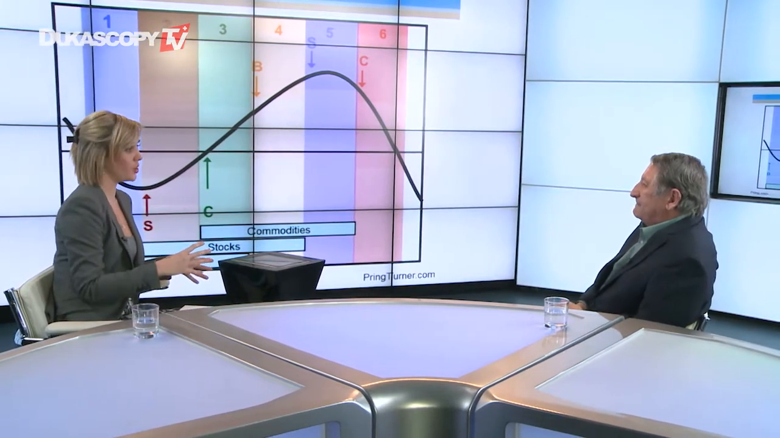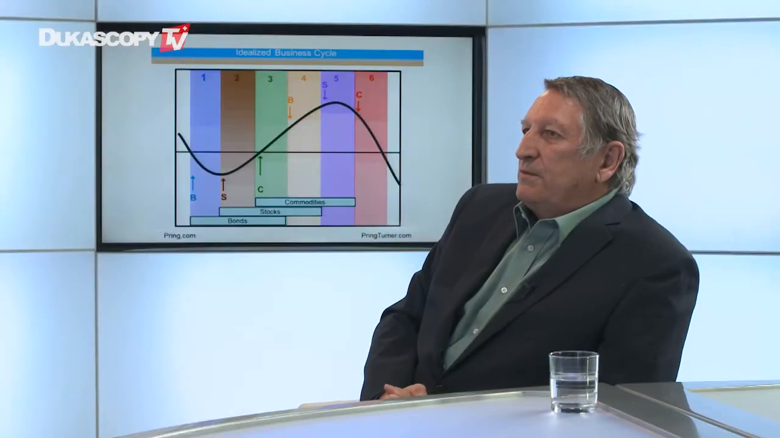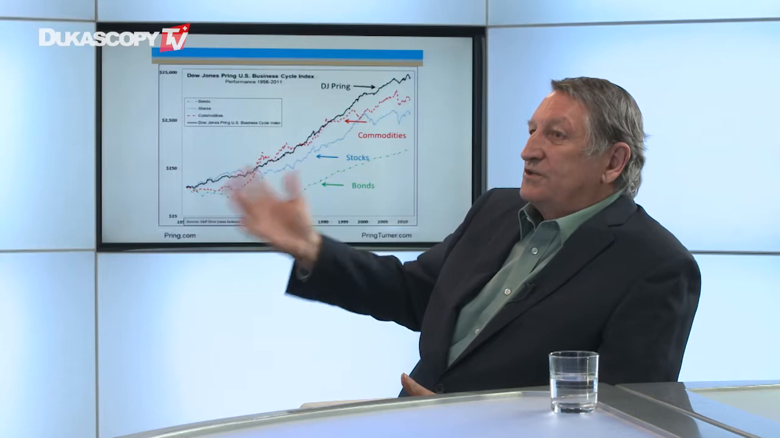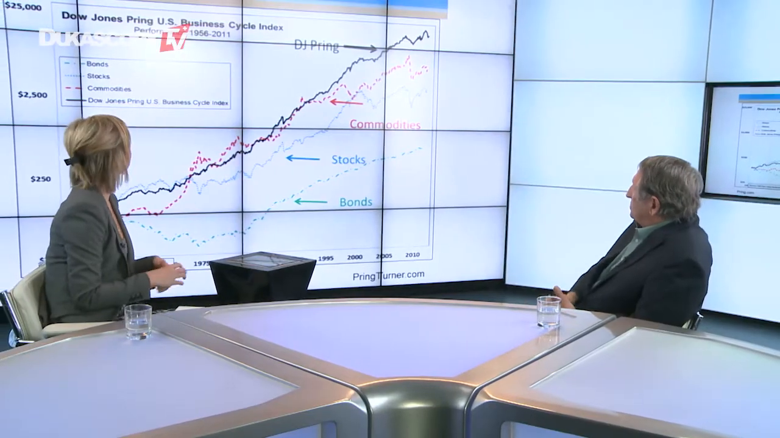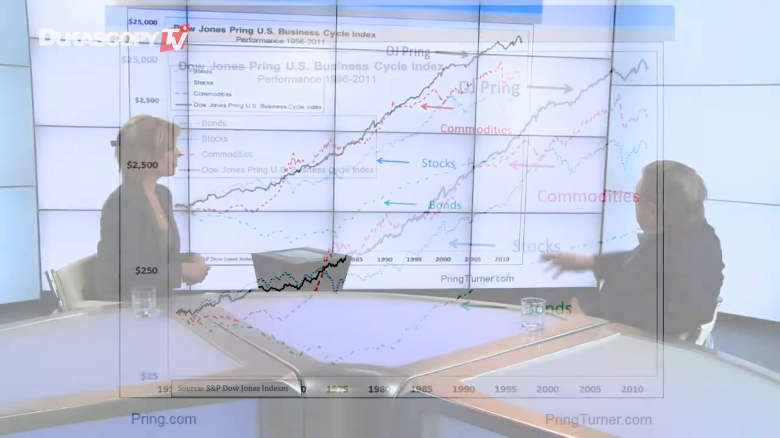Okay, well that's the methodology, but in practice, how has it performed really? Well, it's worked pretty well. A couple of years ago, Dow Jones Indexes approached me with the view of creating an index based on this strategy. And this chart here shows the results compared to bonds at the bottom, then stocks in blue, commodities in red, and then the DJ Pring, which has outperformed all these asset classes since 1956. And it's done so with 30% less risk than you would have experienced in the stock market. So we're very happy with the results.